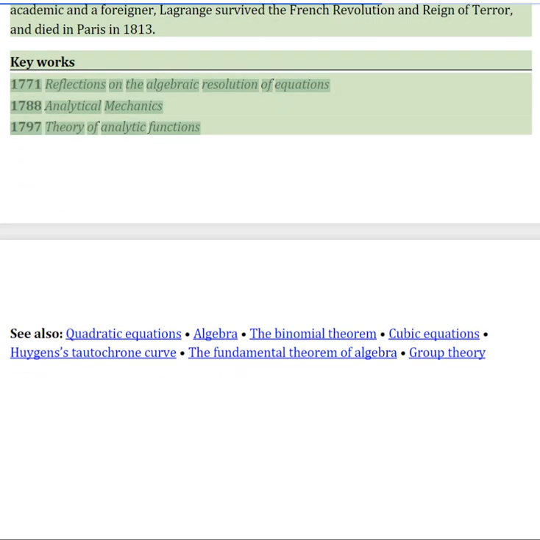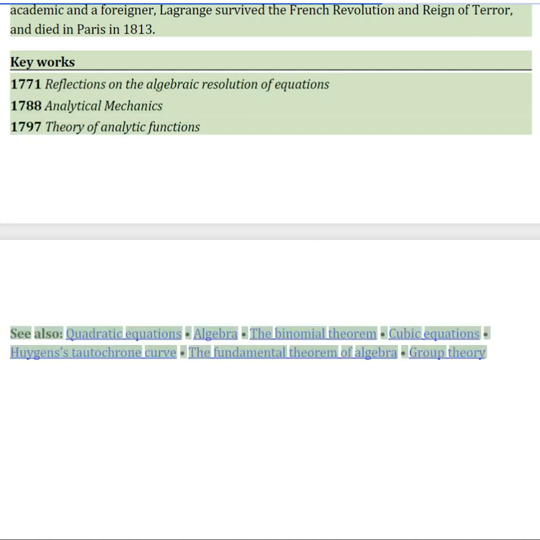Key works: 1771 Reflections on the Algebraic Resolution of Equations, 1788 Analytical Mechanics, 1797 Theory of Analytic Functions. See also: Quadratic Equations, Algebra, the Binomial Theorem, Cubic Equations, Huygens's Tautochron Curve, the Fundamental Theorem of Algebra, Group Theory.